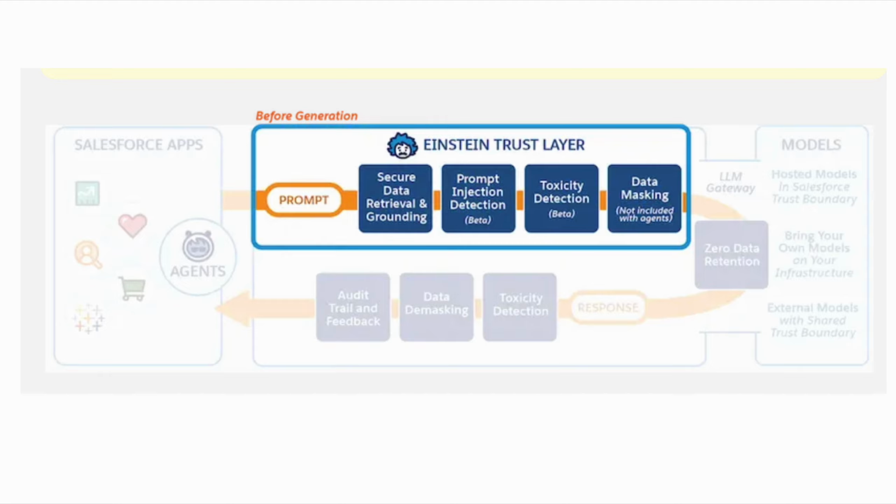In today's video, we'll see about prompt injection detection and prompt defense technique. So, what does this mean? We have already seen secure data retrieval and grounding, and then data masking. In between these two, we have prompt injection detection and toxicity detection. These two are still in beta versions, but we will see what those are.